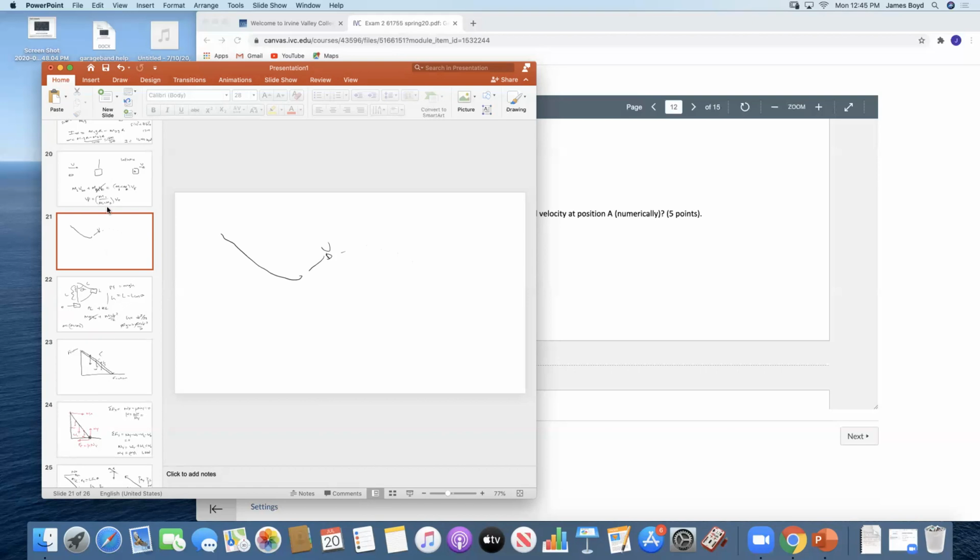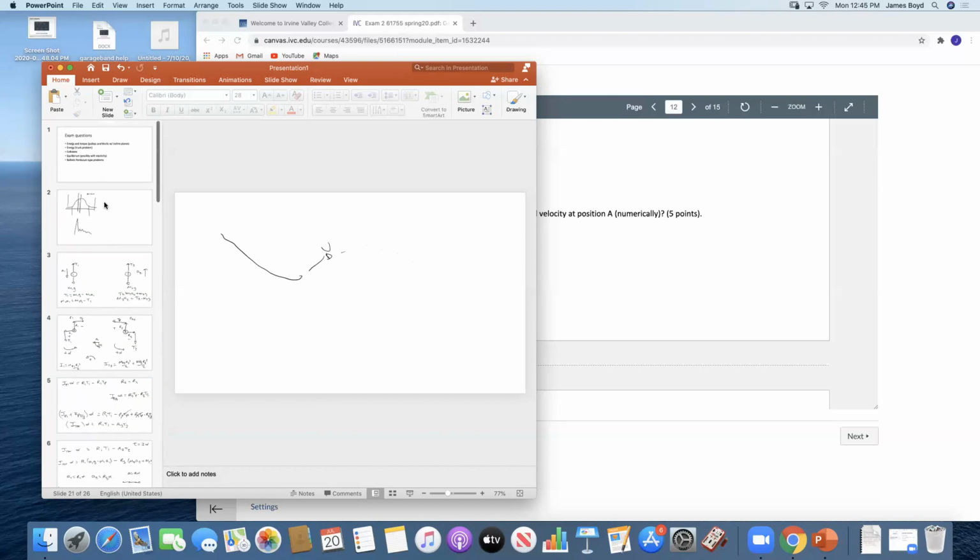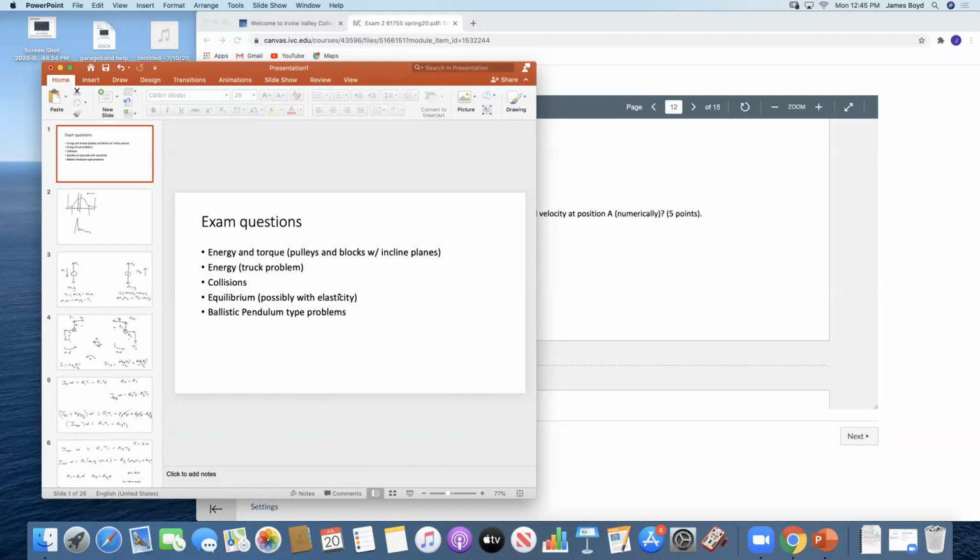Going back to the beginning of this lecture, as I said, we're going to have 5 problems on this exam. One will be energy or torque, or energy and torque, or torque, which is just blocks and pulleys. You could have an inclined plane. Then you're going to have a problem that you're just going to need to do with energy, like the truck from Thursday, where it goes down a hill and comes up another hill and stops. We've done a bunch of those problems in homework.